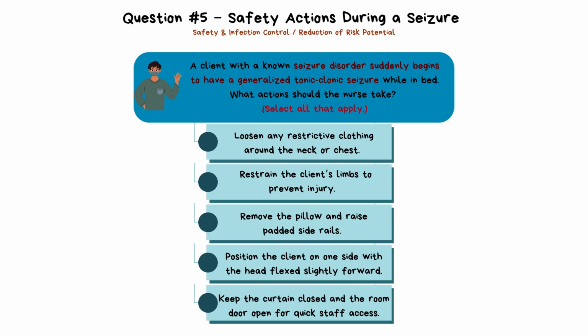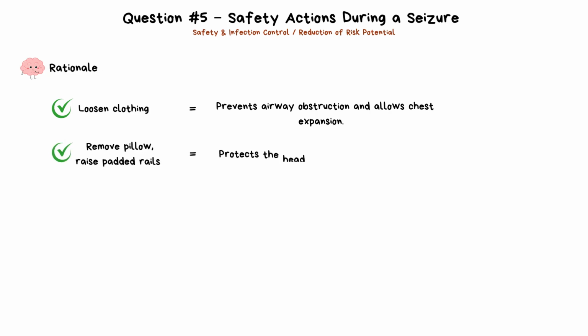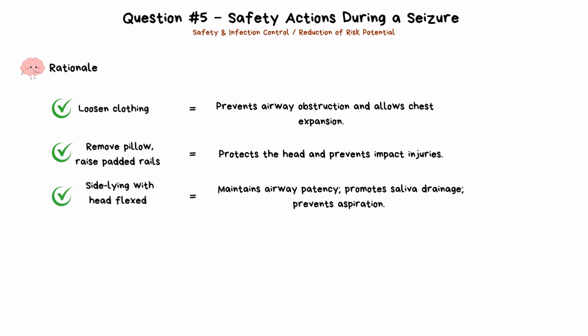Pause for a second. Picture the scene and think about your safety priorities. Which of these actions truly protect the airway and prevent injury? The correct selections are options 1, 3, and 4. Let's reason it out. Loosening clothing allows the chest to expand freely and keeps the airway open. Removing the pillow and raising padded side rails protects the head and prevents impact injuries during convulsions. Positioning the client on one side with the head flexed slightly forward keeps the airway clear, lets saliva drain, and reduces aspiration risk.